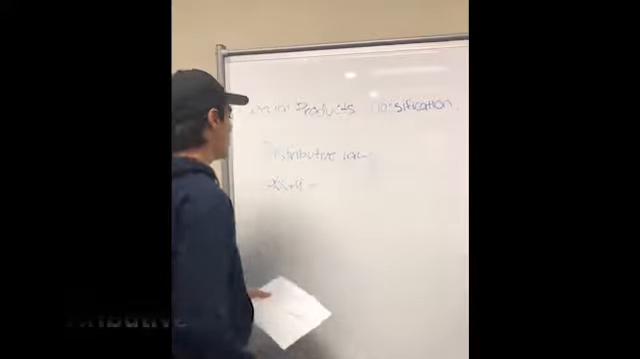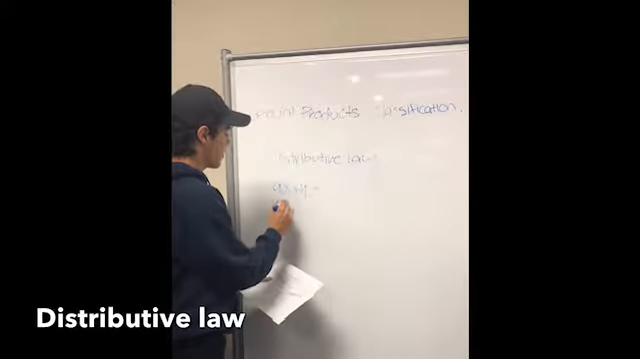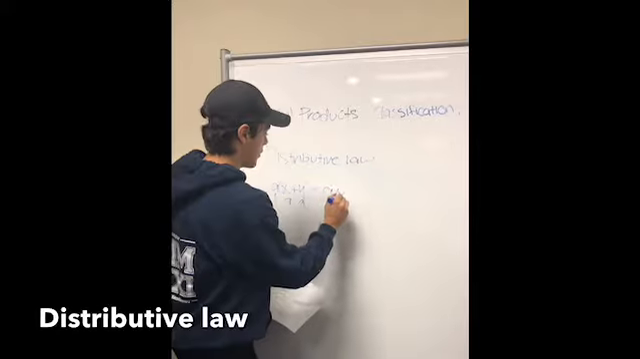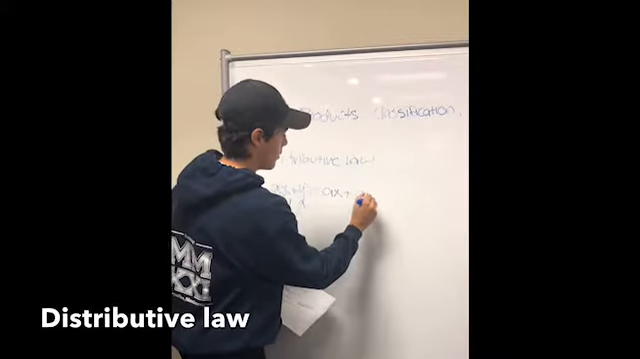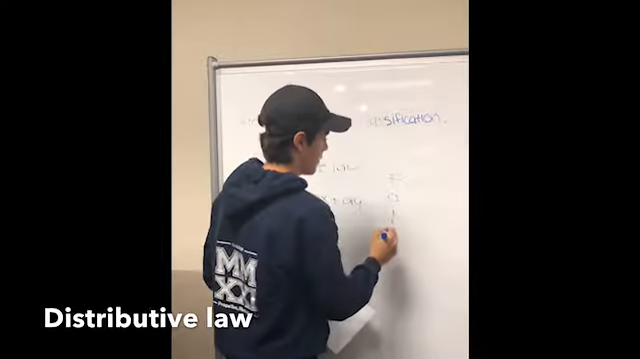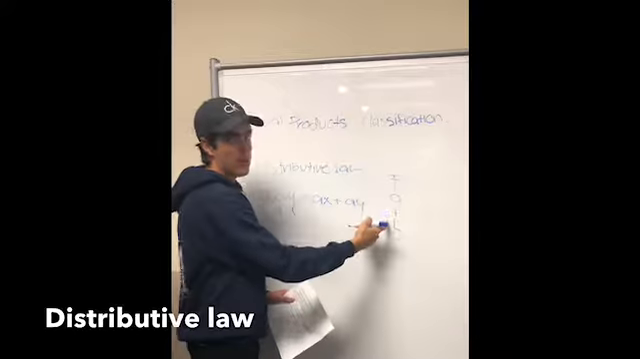For the distributive law, it will be something like this: a to the x plus a to the y. Or you can use FOIL. That means first, outer, inner, last.